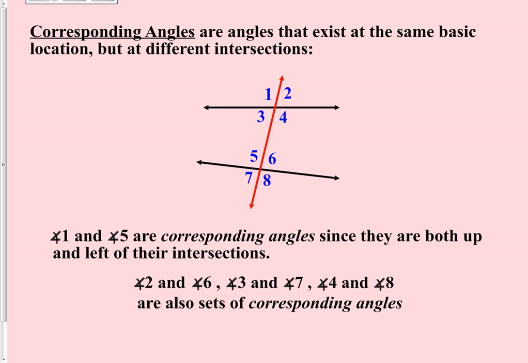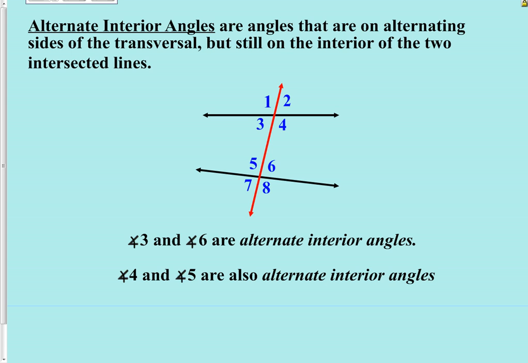So like angle 1, when you look at the intersection near angle 1, it is basically up and to the left from its intersection. So it would correspond to any angle along that transversal that is also up and to the left from its intersection, which would be angle 5. Angle 1 and angle 5 are corresponding angles, and so on for the rest of them.